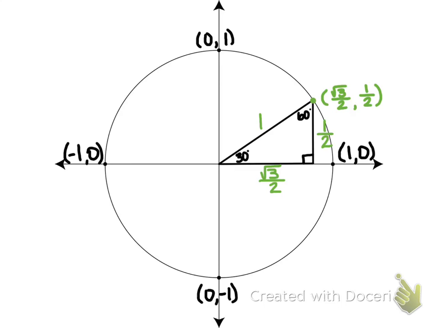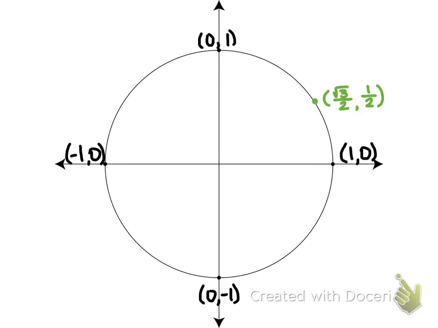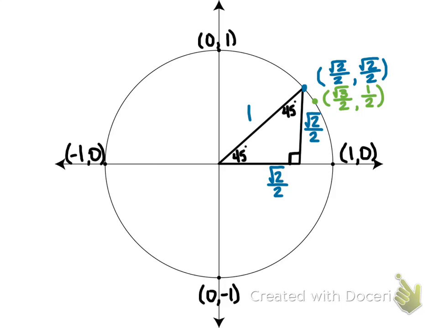Okay, so we're going to take our next angle and put it on the circle, which is our 45, 45, 90. So if I look at this triangle, again, we want the x direction and then the y direction. So that point that touches out on the edge of the circle is the square root of 2 over 2, comma square root of 2 over 2.